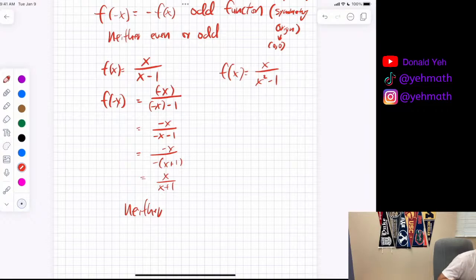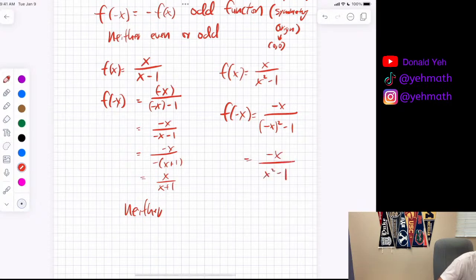You will say odd, or some people say it's neither, but that's fine. Let's plug in to see what happens. If I plug in negative x over x squared minus 1, that's equal to negative x over x squared minus 1, right? That's just the negative of x over x squared minus 1. Now remember, this is f of x. It's opposite of the original function. So this is odd.